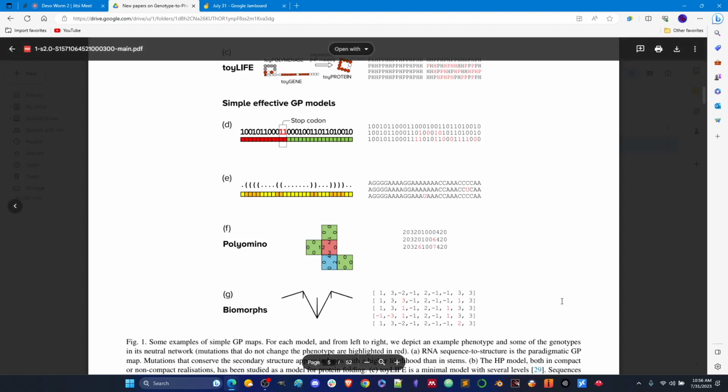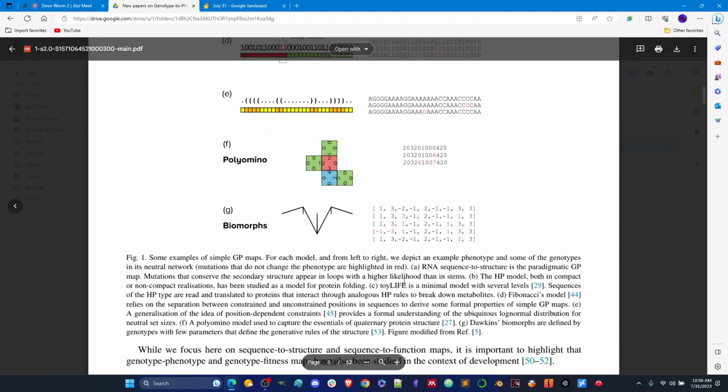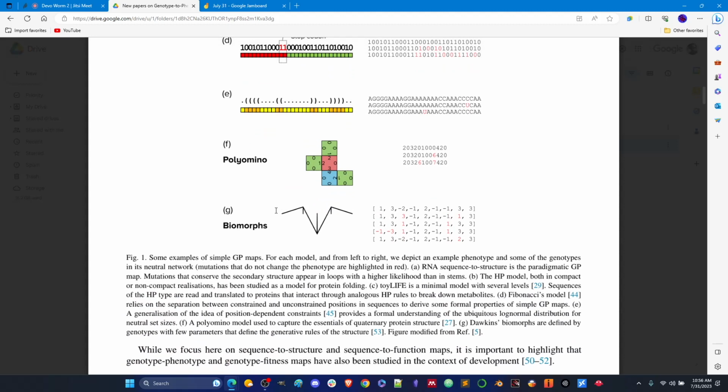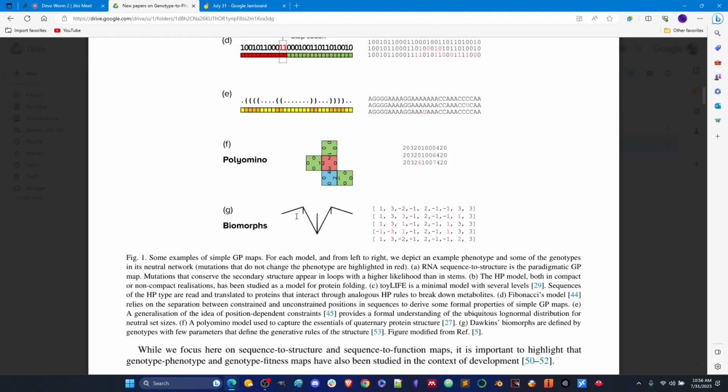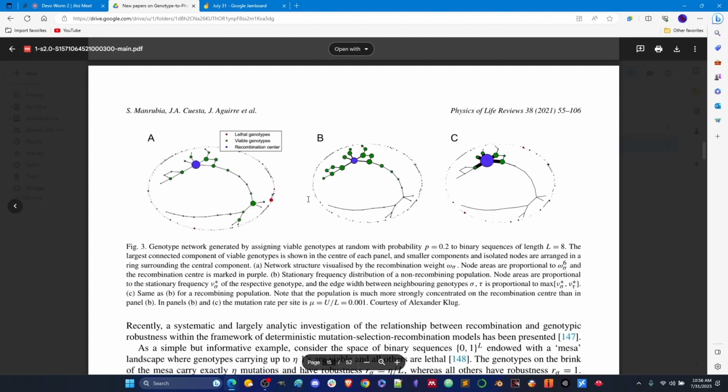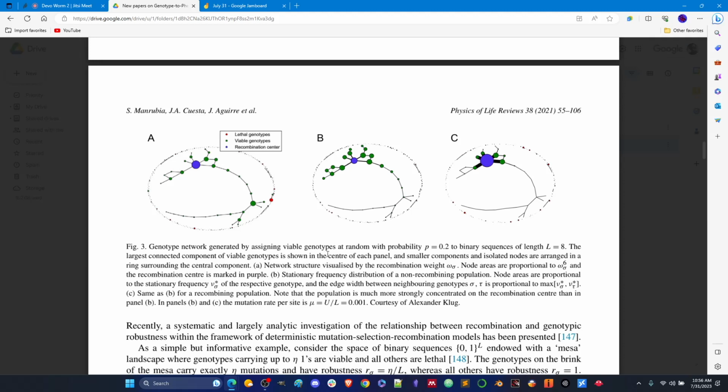And then biomorphs, which are these models here. This is Richard Dawkins' biomorphs, where it's a genotype with a few parameters that define the generative rules of the structure. So you take this genotype on the right, and you can generate these phenotypes on the left. Then we have genotype networks. This is generated by assigning viable genotypes at random with a certain probability to binary sequences of length L equals 8, so a certain length, a certain probability.